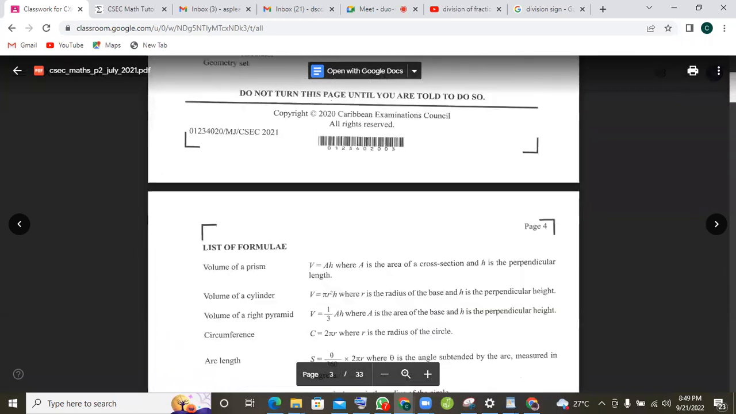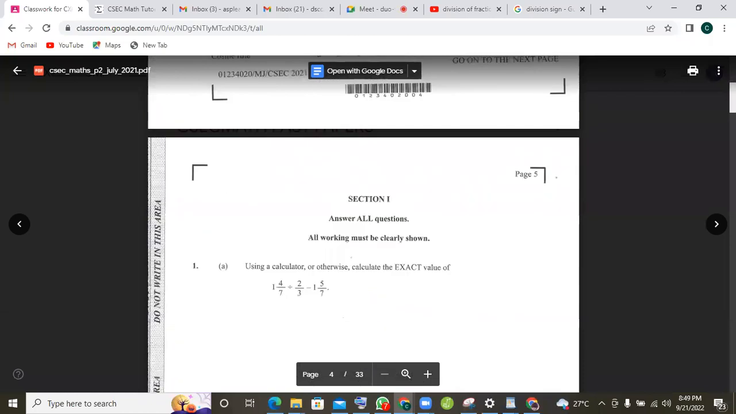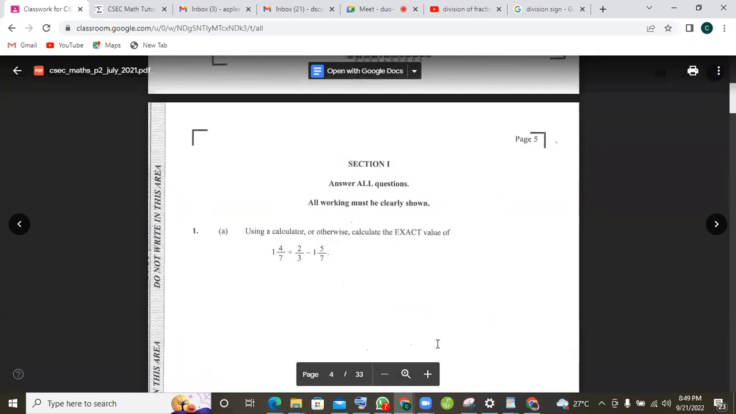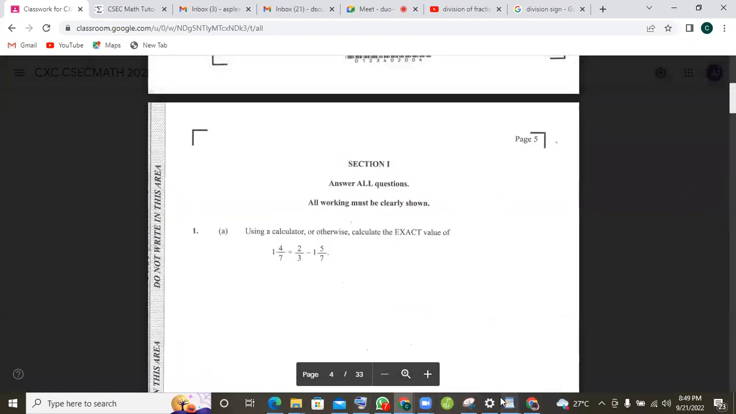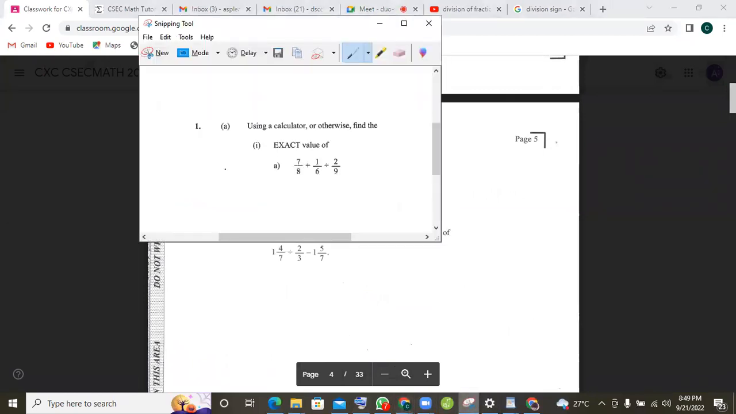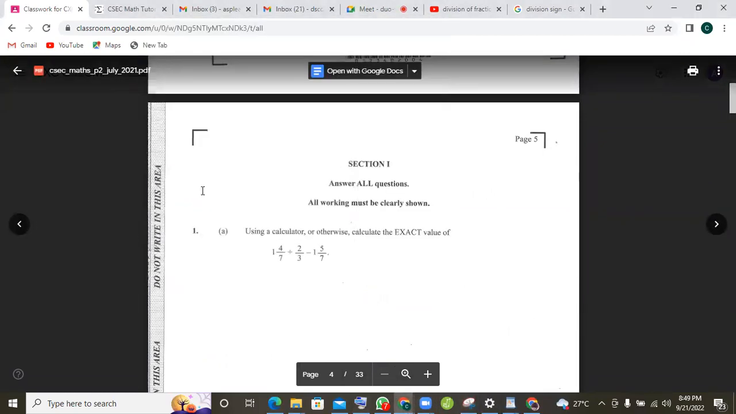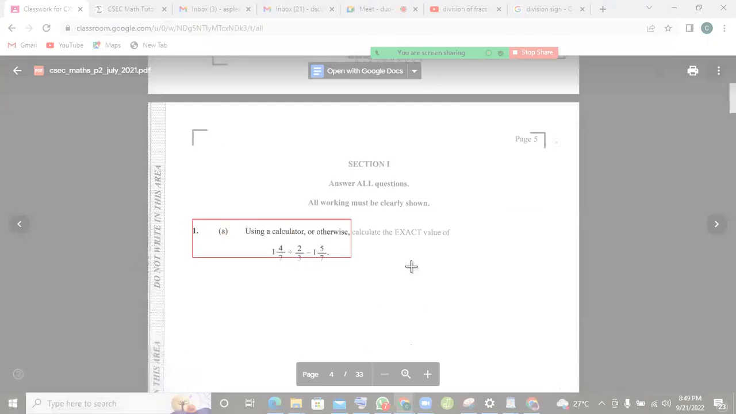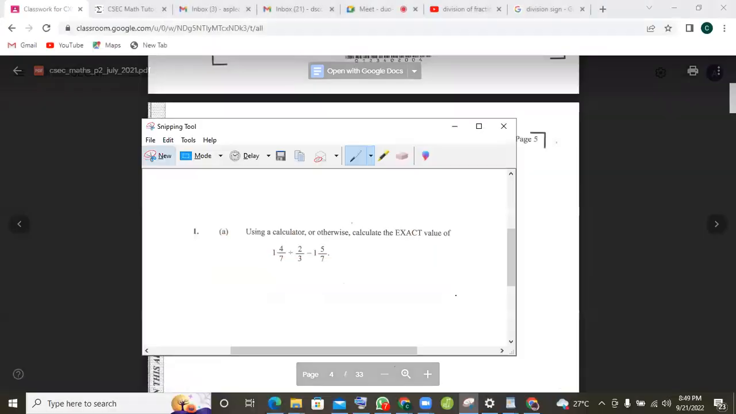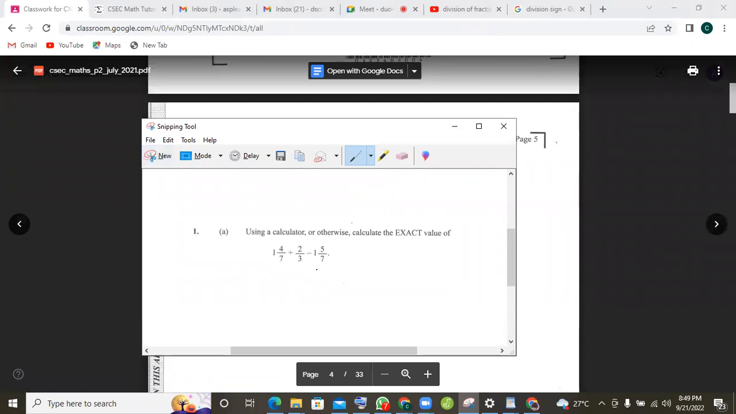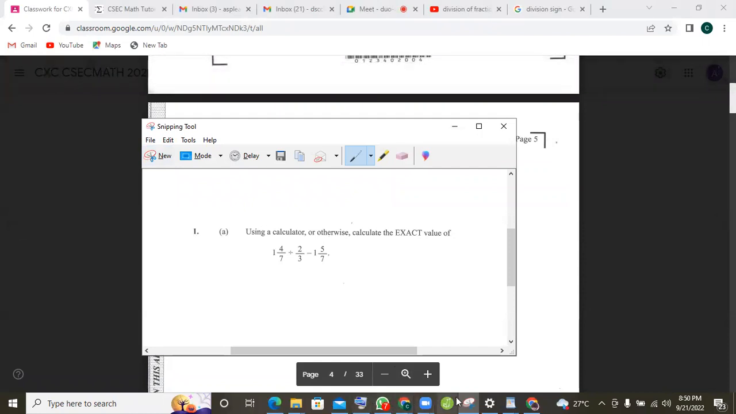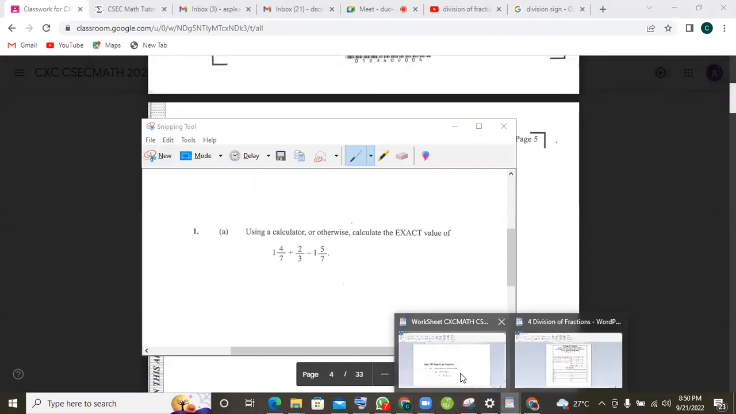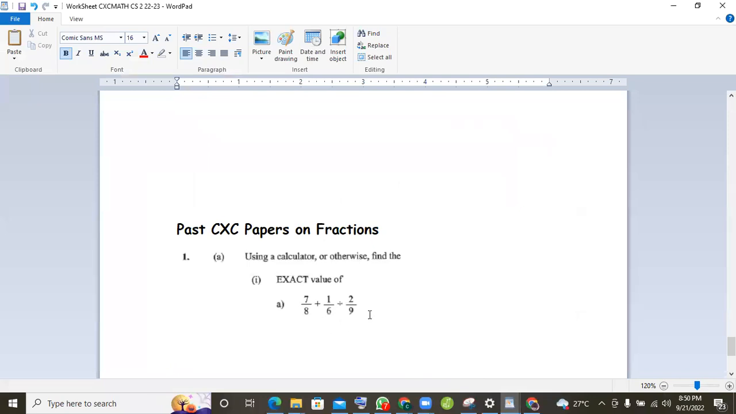Did CXC test fractions in that year? Yes, they did. There it is. So you can see now the questions that CXC ask on fractions. It's not as simple as how we did. They have a mix of the operations. Here you have a divide and a subtract. In this year, they had a mix of add and divide.